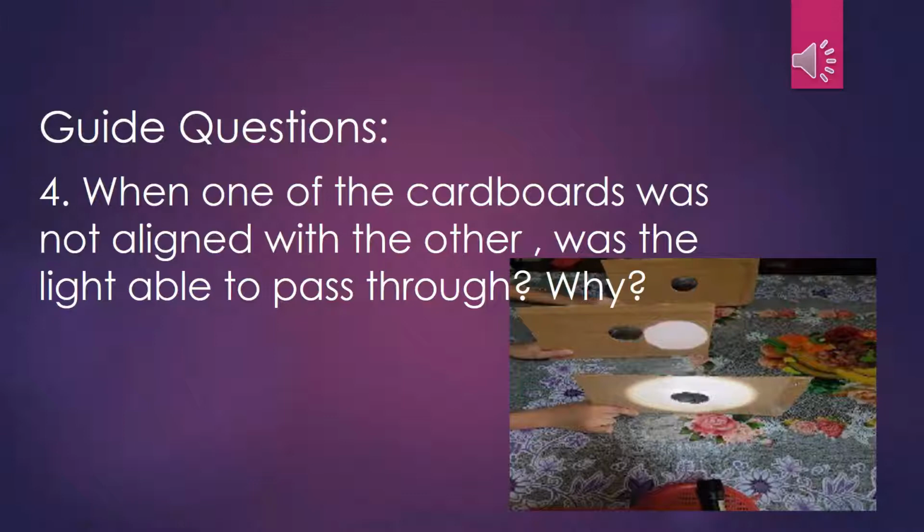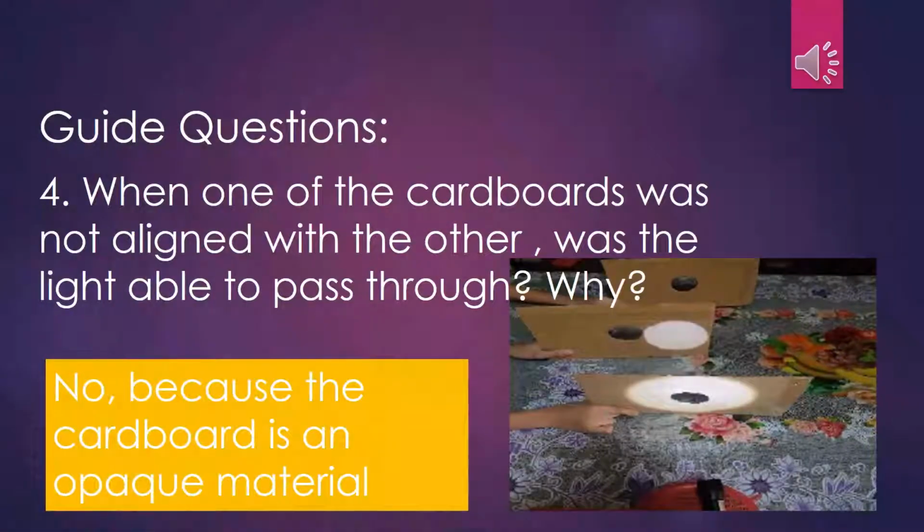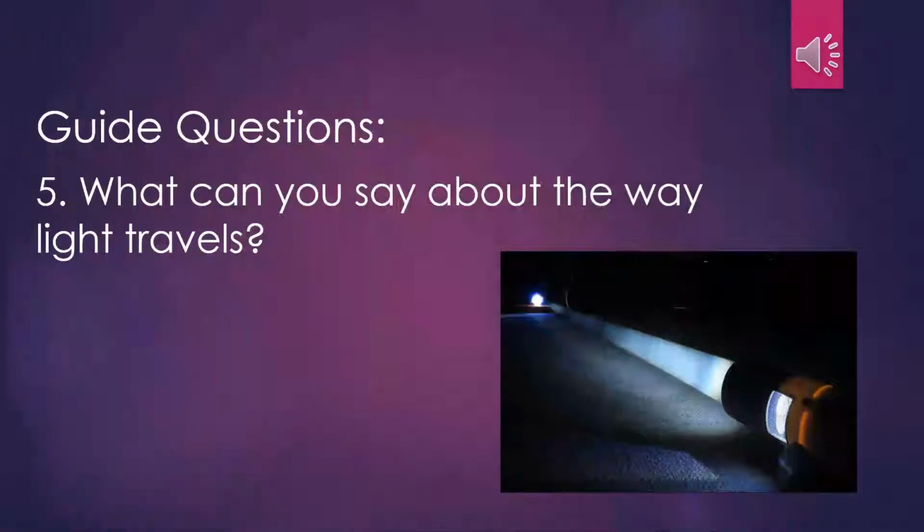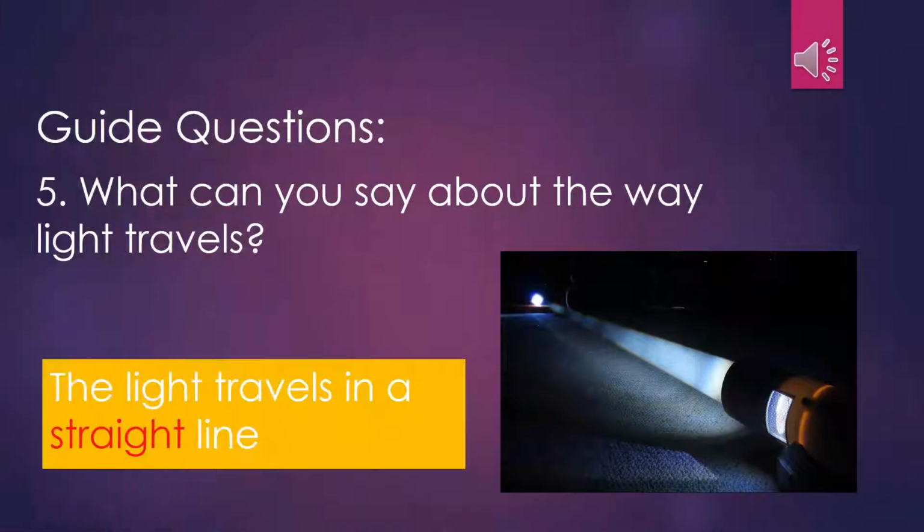When one of the cardboards was not aligned with the other, was the light able to pass through? Why? No, because the cardboard is an opaque material. And also, there is no hole in that part of the cardboard. That's why light cannot pass through it. For the last question, what can you say about the way light travels? Very good. The light travels in a straight line.